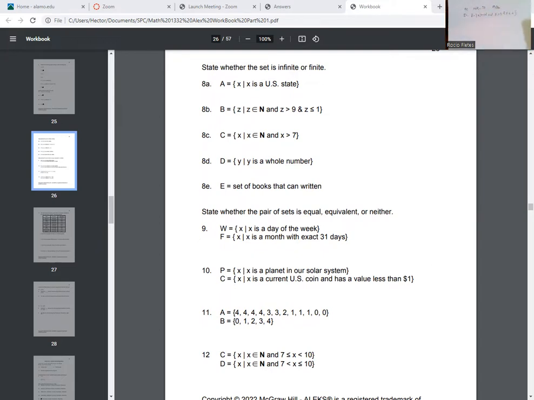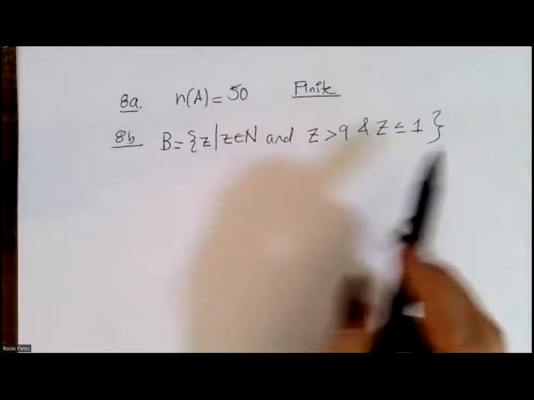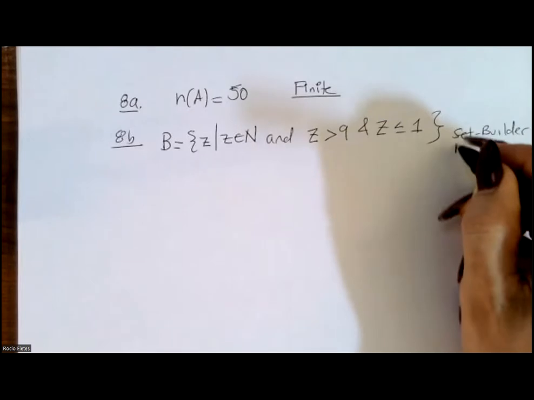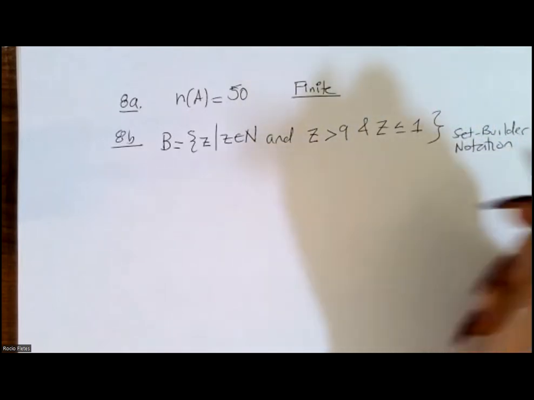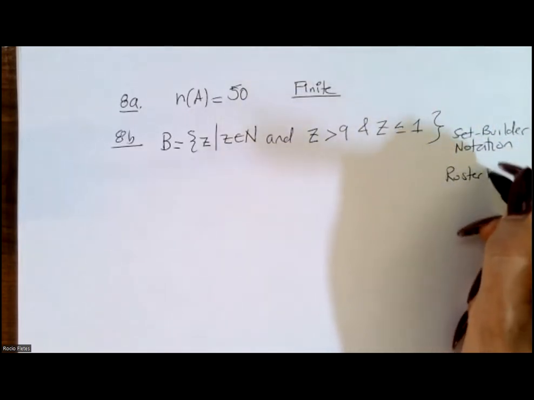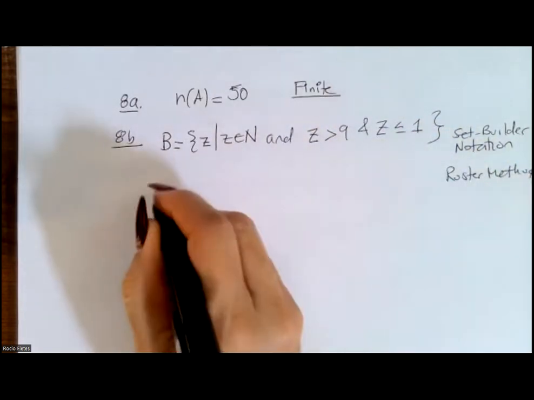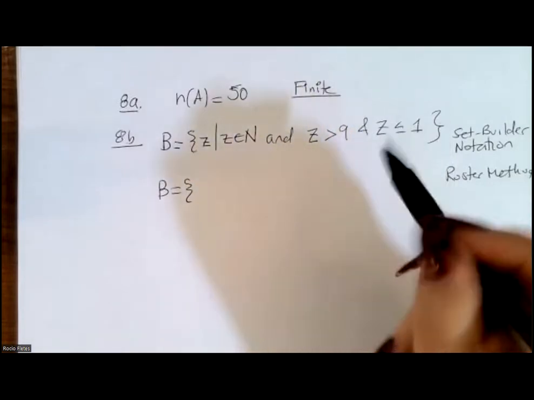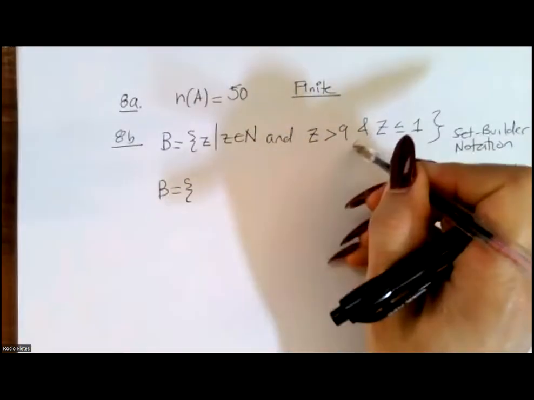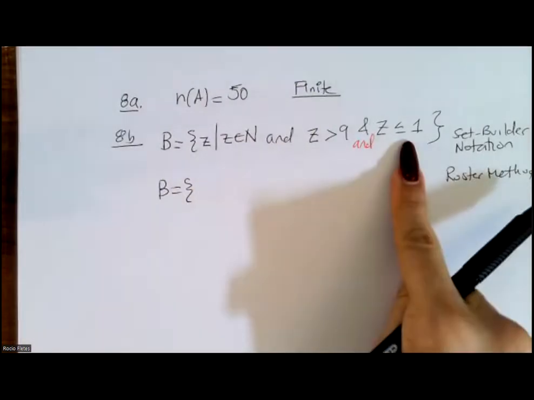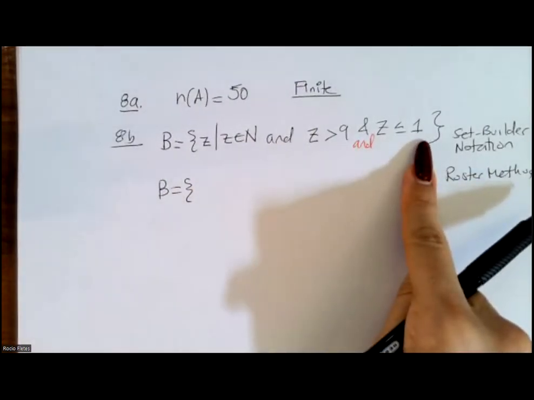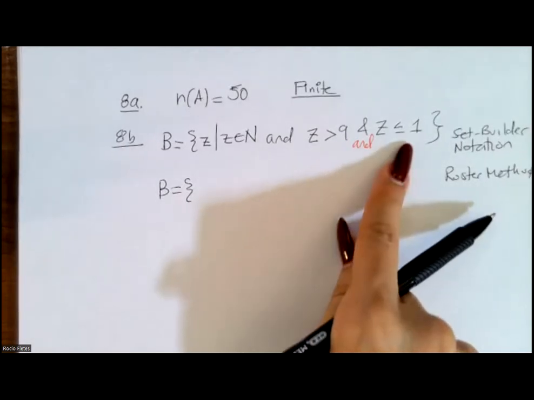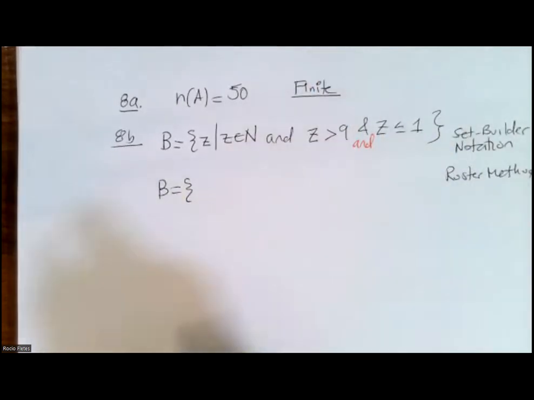So let me stop sharing here. So this is in set builder notation, right? If you write it using the roster method, you have B equals a natural number greater than 9, but this symbol here means "and" less than or equal to 1. Okay, so a number cannot be both greater than 9 and less than or equal to 1. It cannot. Think about it.